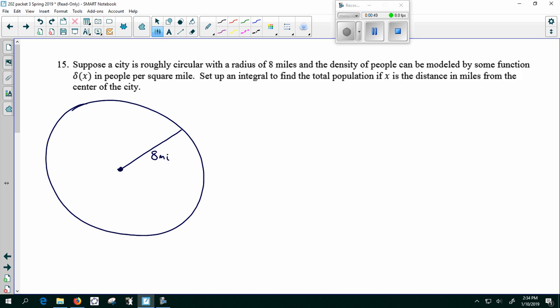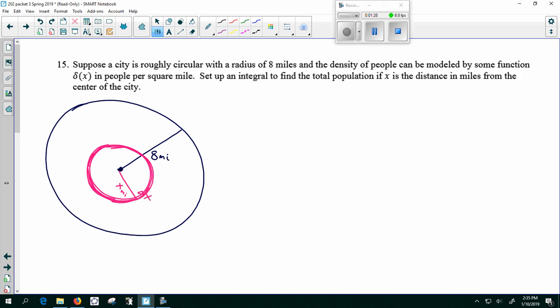So let's pick a spot some distance out from the center. So this will be x miles from the center, and we'll give it some thickness, a small thickness, small enough so that the density is going to be pretty much the same over that whole ring. So the thickness there is delta x. So if I wanted to find the total population in this city, I would want to add up the population in each of these concentric rings.